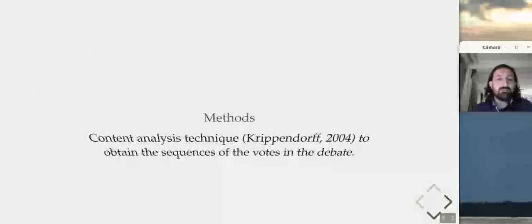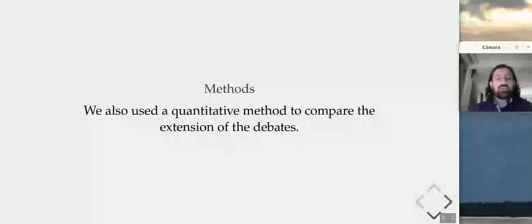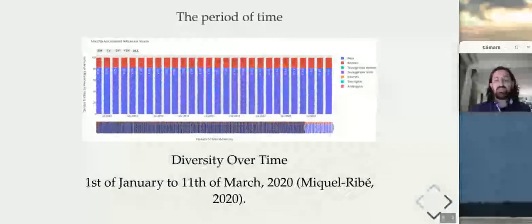The methods. We use content analysis to obtain the sequence of the votes in the debate. Also, we use a quantitative method to compare the extension of the debates. This is the period of time that we are analyzing, from the 1st of January to the 11th of March in 2020, the same year the pandemic started, but just before it happened. This is diversity over time, a graphic by Marc Miquel Ribé.